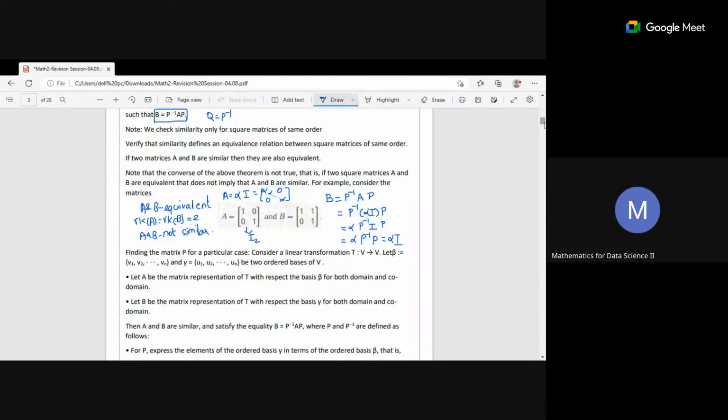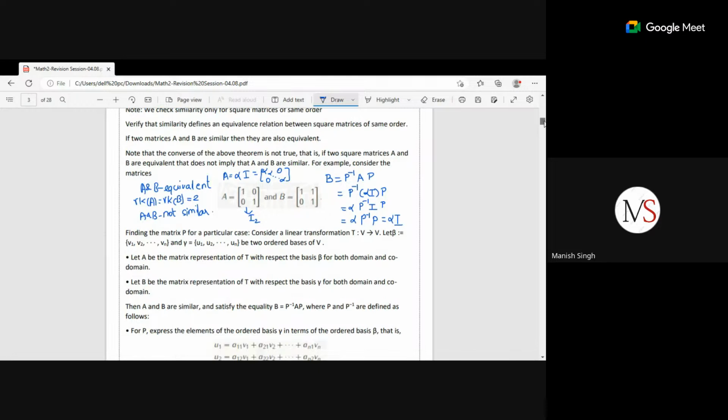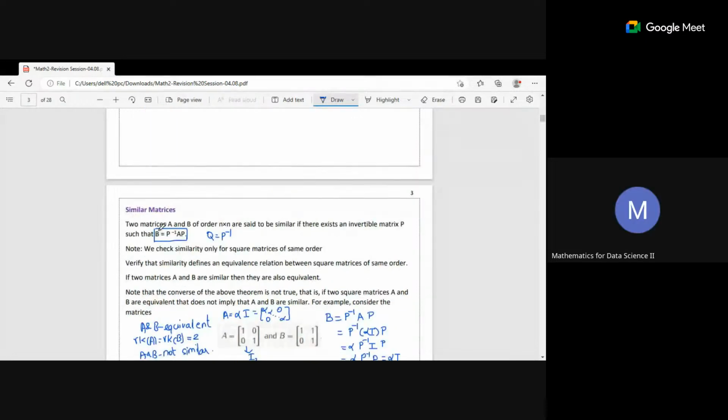Okay, I agree. All I'm saying is I just want a definition of similarity, madam. The definition of similar matrices is this: two matrices are similar if you can find a matrix P such that B equals P inverse AP. This is the definition of two similar matrices.